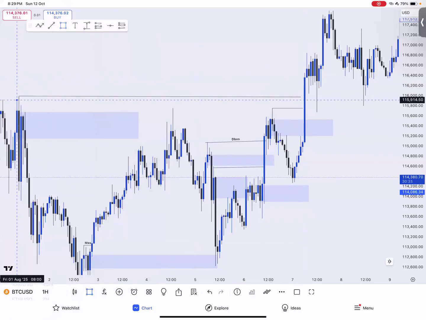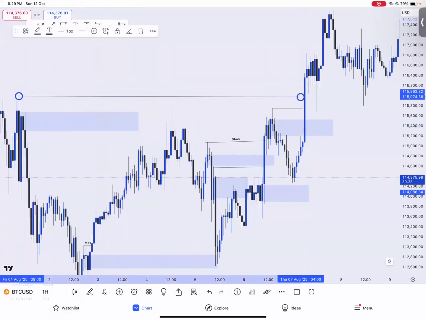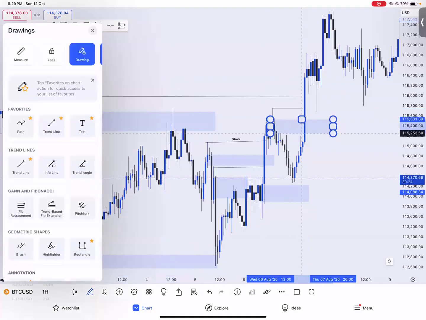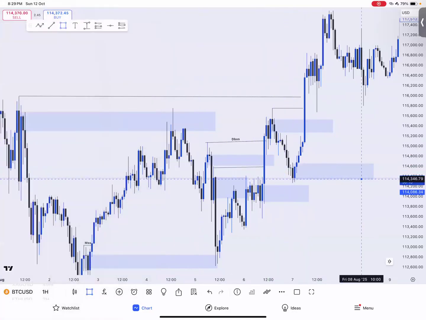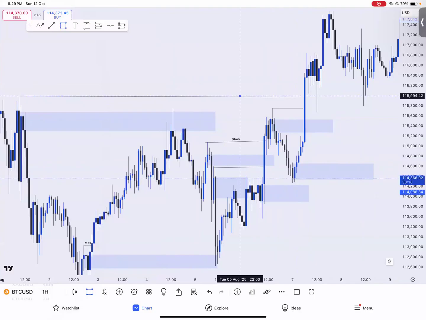This high was taken out, so the body of the high here becomes a breaker block. This high was also taken out, so the body of this high also becomes another breaker block. Then finally, we have the other block that actually triggered the move to happen. So we have one, 2, and 3 points of interest.